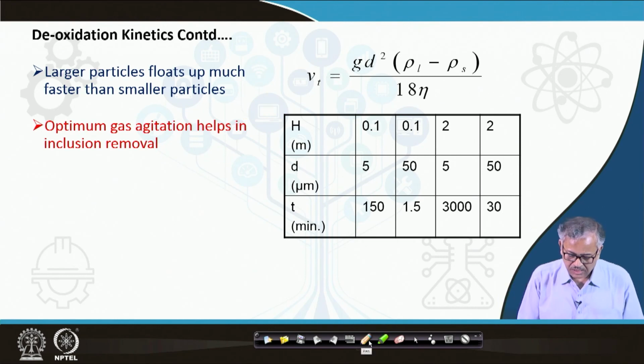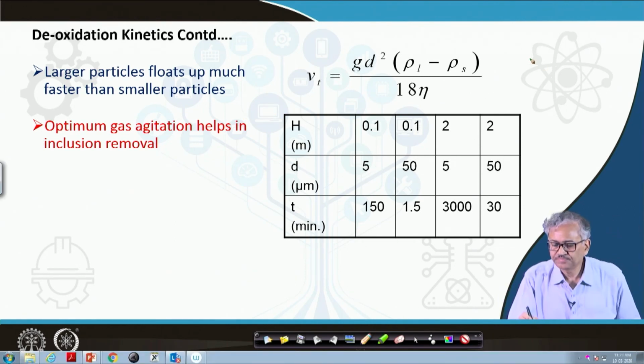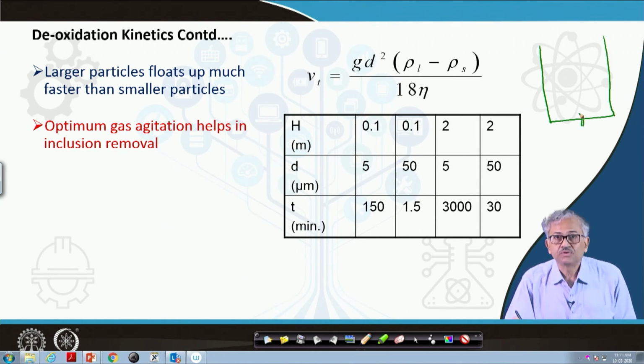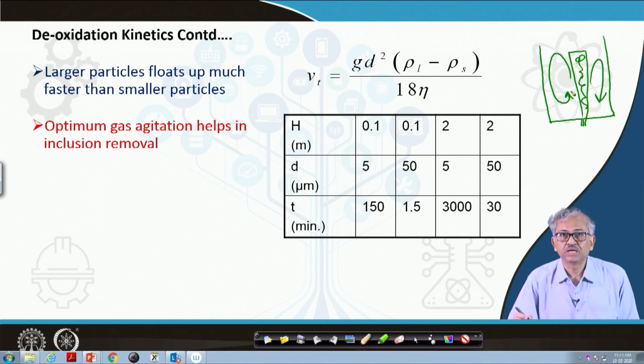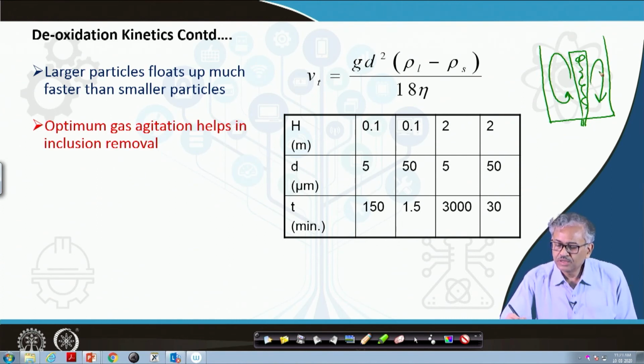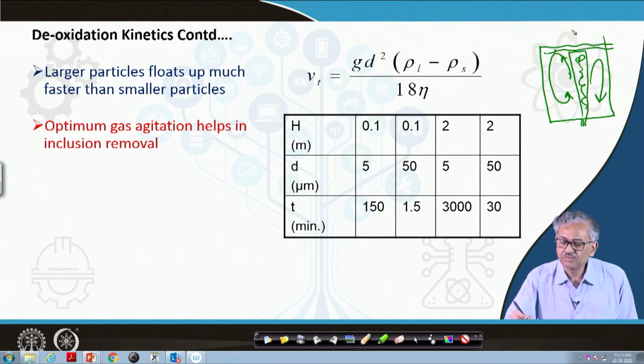So it will be like this. Usually you have a bath with gas stirring from the bottom. So you have a bubble plume like this, and you have this type of circulation. What will happen to the impurity? This impurity will move along the path, and then here you have some slag. So when this impurity comes here, it can be engulfed or absorbed by the slag.